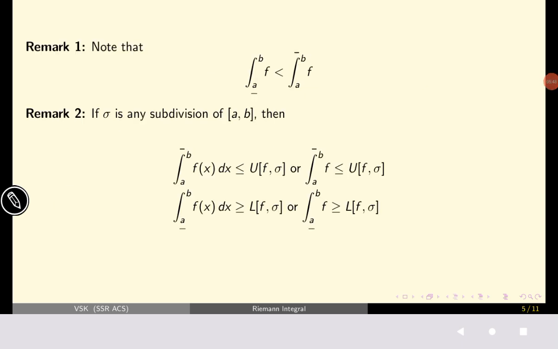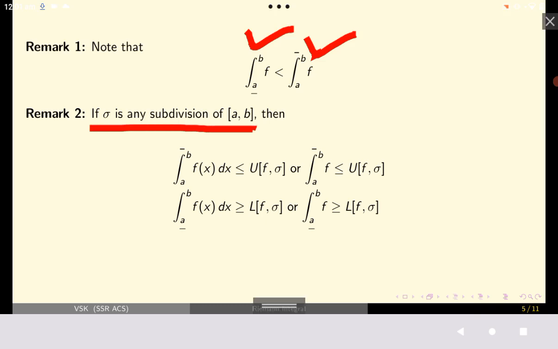Now let us see this remark. This says that the lower Riemann integral is always less than or equal to the upper Riemann integral, that we have seen in the previous lecture. And if sigma is any subdivision of AB, then the upper Riemann integral is always less than or equal to any upper sum with respect to any subdivision. This you should keep in mind. Similarly, the lower integral of f over AB will always be greater than or equal to the lower sum of f with respect to any subdivision. These two are important, that will be useful in the next theorem.